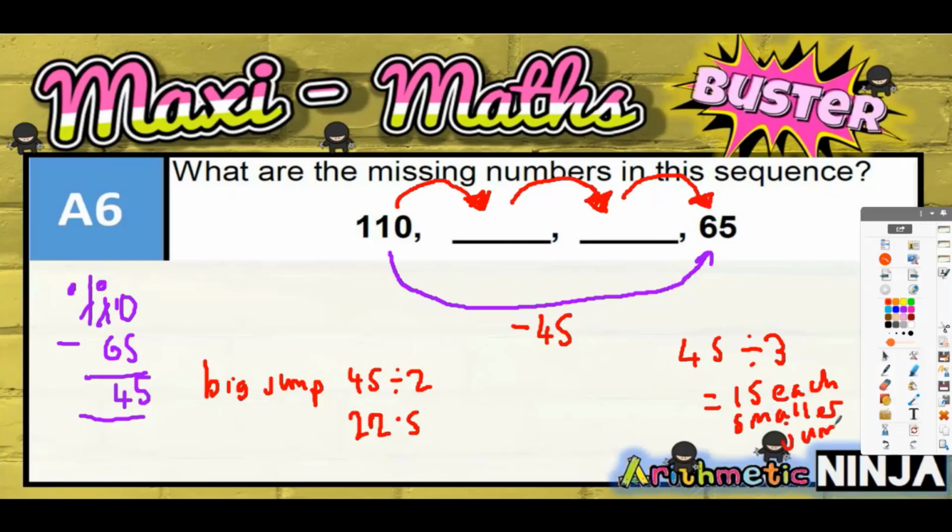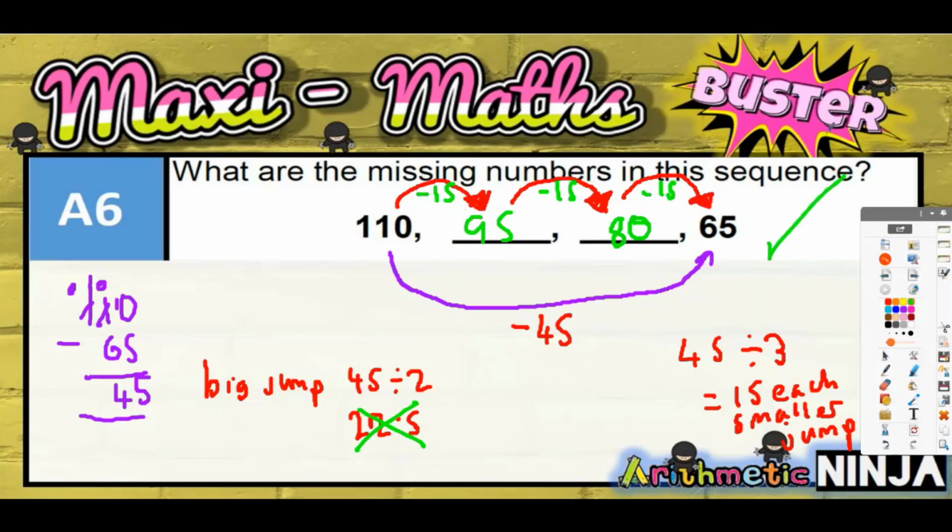So instead of coming down 22.5, which was incorrect, we should have come down 15. So take away 15, take away 15, take away 15, and that should land us on 65. So 110 take away 15 is going to take you down to 95. 95 take away 15 is going to take you down to 80. And 80 take away 15 is going to get you down to 65.